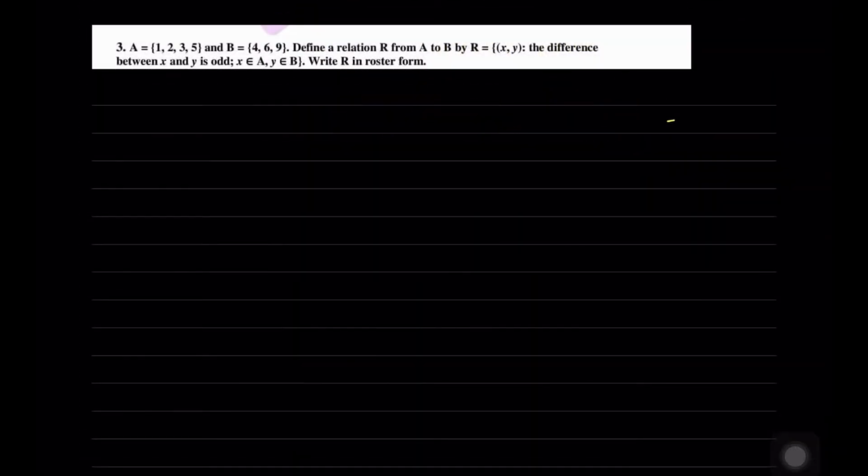The third problem: A is equal to {1, 2, 3, 5} and B is equal to {4, 6, 9}. Define a relation R from A to B by R is equal to {(x, y): the difference between x and y is odd, x belongs to A, y belongs to B}. Write R in roster form. So what is given over here in this third problem?